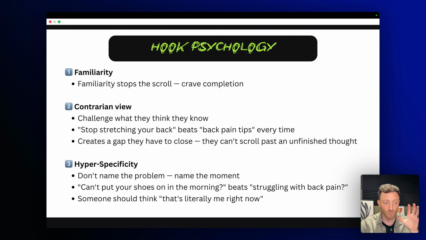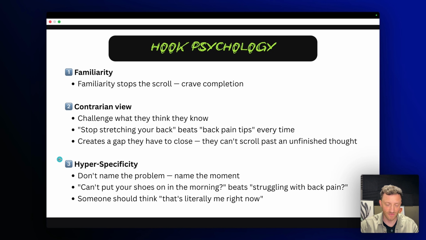Another way is that we can create these contrarian views. So challenge what they think they know. For example, "Stop stretching your back, beats back pain tips every time," even though it may be the same thing. It's just a way in which it's delivered, because it creates a gap that they want to close. So they can't scroll past it. Our brains crave the completion.